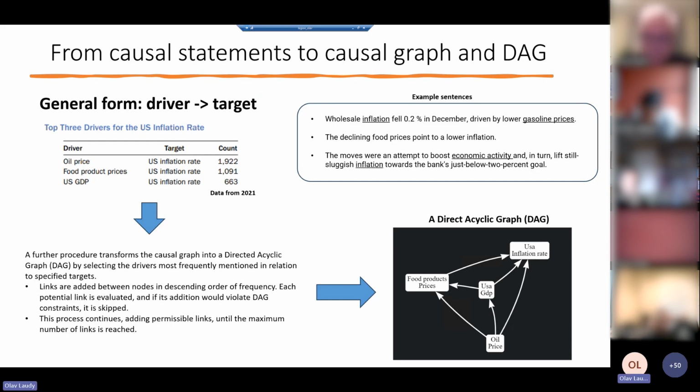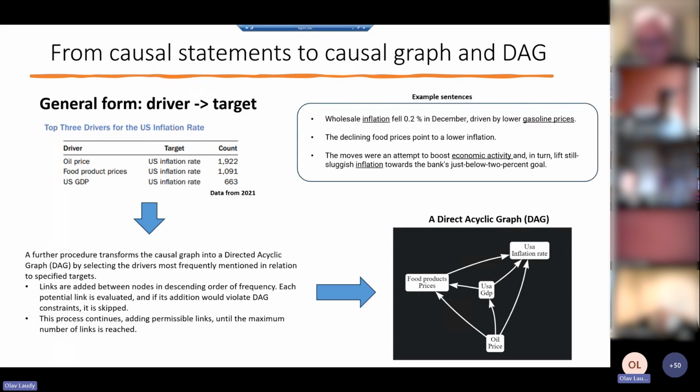Now, to get an idea, if we're asking what are the top 3 most mentioned drivers for the USA inflation rate, and no, this is data from 2021, we get oil price, food product prices, and USA GDP as answer, with counts in the thousands of statements. We can also ask for all the relations between those 4 nodes, and it may well be that inflation rate is mentioned quite often as driver for food prices.